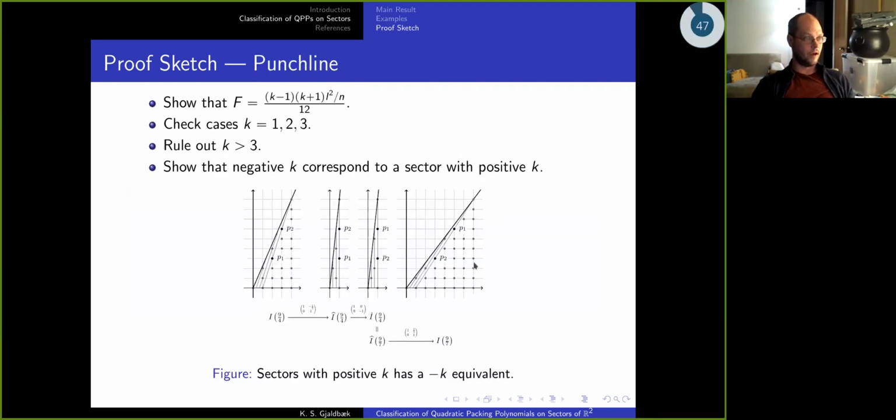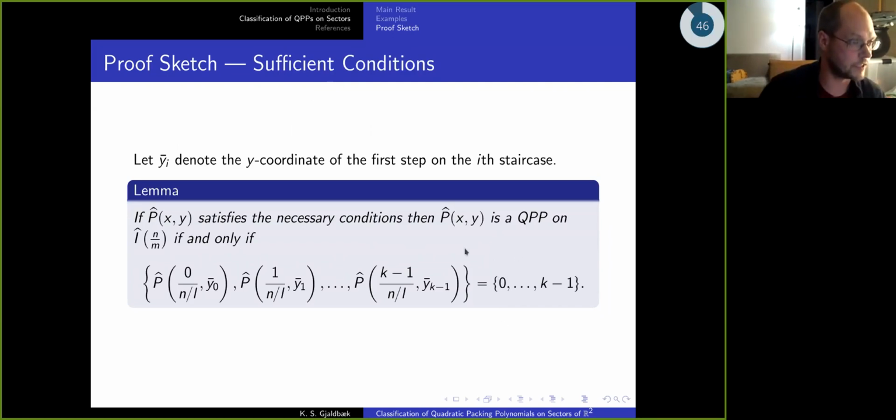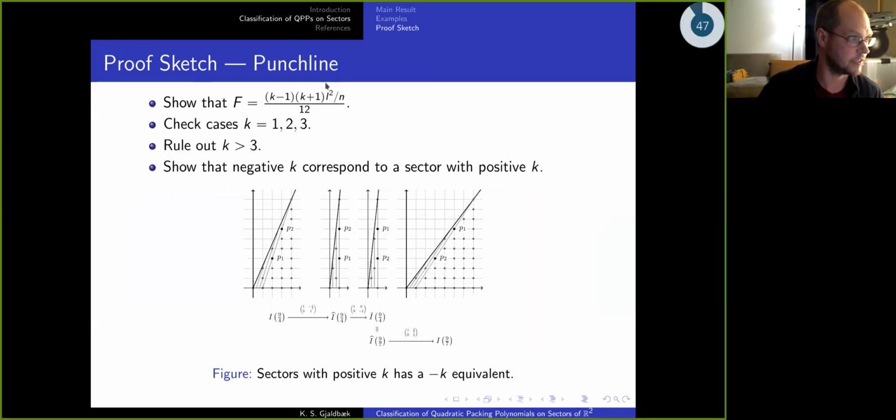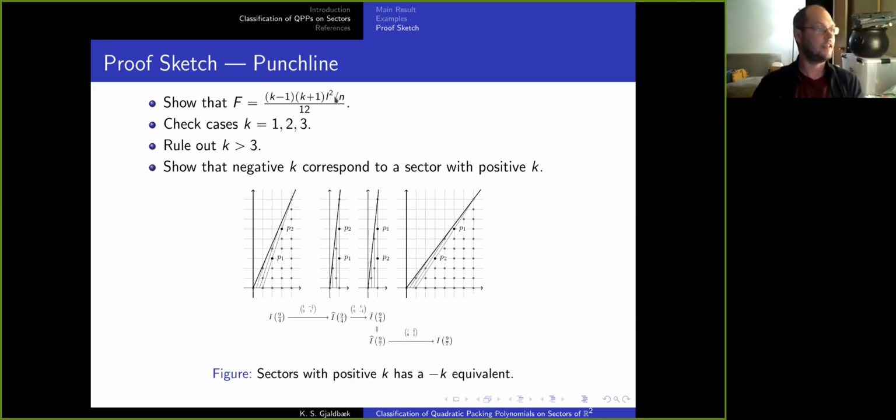And then we can again use this necessary condition. If you add up all the numbers from 0 up to k minus 1, you have a nice formula for that. This is k minus 1 times k over 2. And this you can add up and you get some expression on the left-hand side, you get some equation, you can solve this for f, and you get this expression for f. And then you simply test all cases.